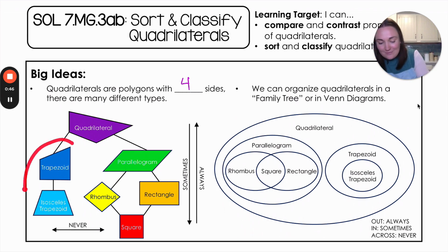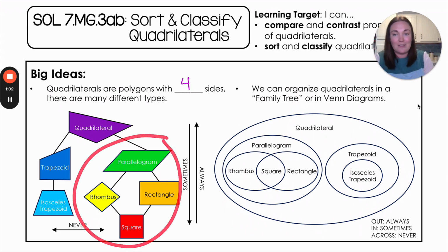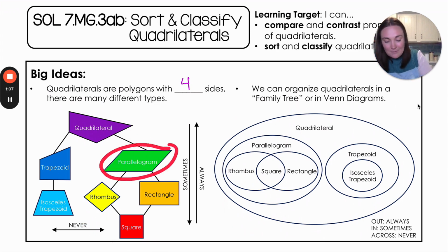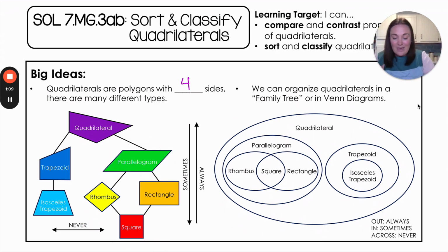So the left-hand side of our family tree is our trapezoids. Our trapezoids have one set of parallel sides. We'll get into more of the details about that later. And an isosceles trapezoid is a specific kind of trapezoid with equal sides on either side. Then our other side of the family tree is our parallelograms. These have two sets of parallel sides. So everything below this is a parallelogram, and a rhombus has four equal sides, a rectangle has four 90-degree angles, and a square is a combination of both of those things.